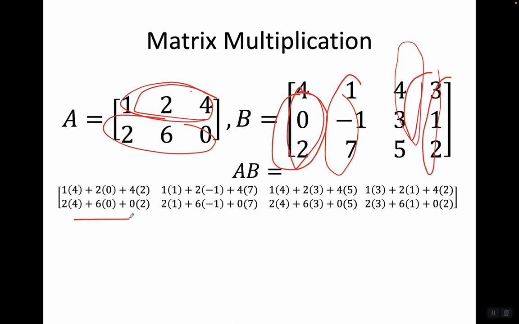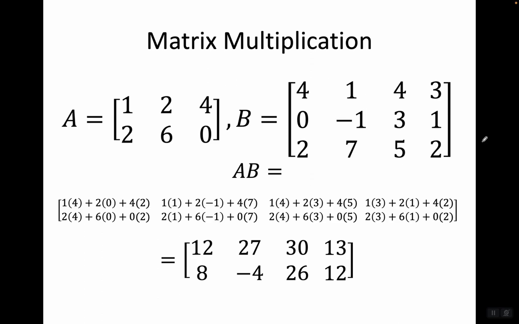So we've got 2 times 4 plus 6 times 0 plus 0 times 2. We simplify all, and you just keep going. This row times this column, this row times the third column, this row times the fourth column. And this is what we end up with: 12, 27, 30, 13, 8, negative 4, 26, 12.